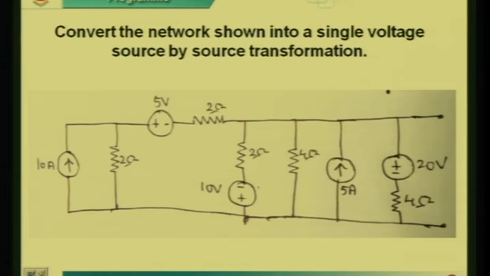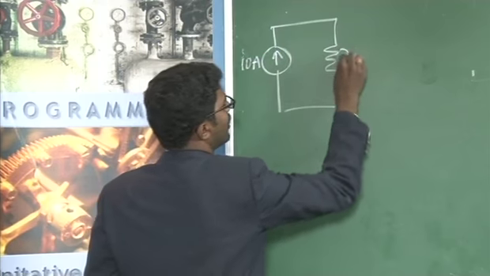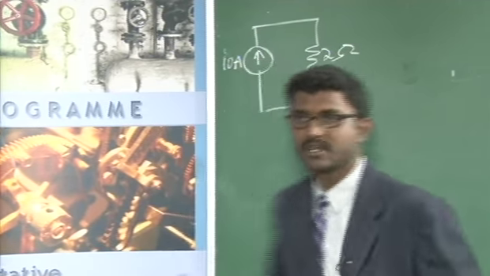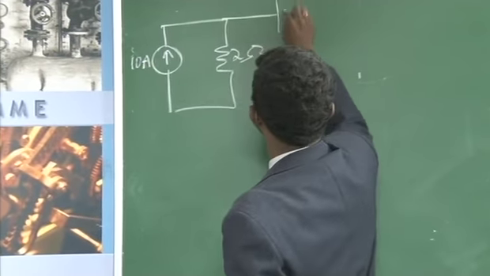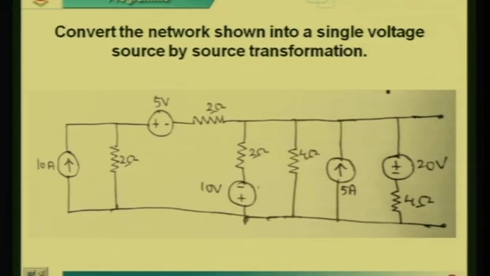Now we will take a bigger circuit with a lot of elements, which has both current sources as well as practical voltage sources. In this circuit, we need to reduce it into a single voltage source by the method of source transformation. You can see there is a current source in parallel with a resistance. The magnitude of your current source is 10 amps and 2 ohms, which is connected to a 5 volt source in series with a resistance.